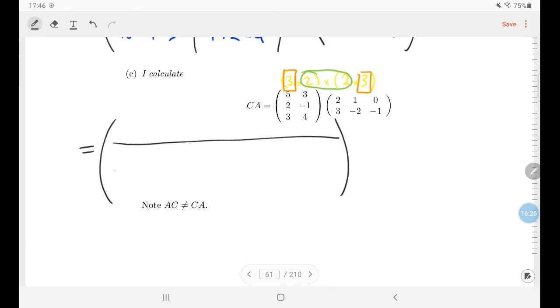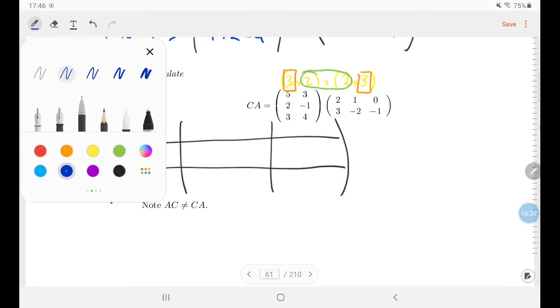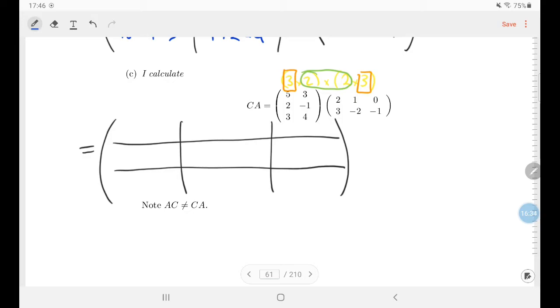Row 1, row 2, and the bottom is row 3. Column 1, column 2, and the last one is column 3. And I'm multiplying rows by columns. So starting at the top, row 1, column 1, 5 by 2 is 10, plus 3 by 3 is 9.